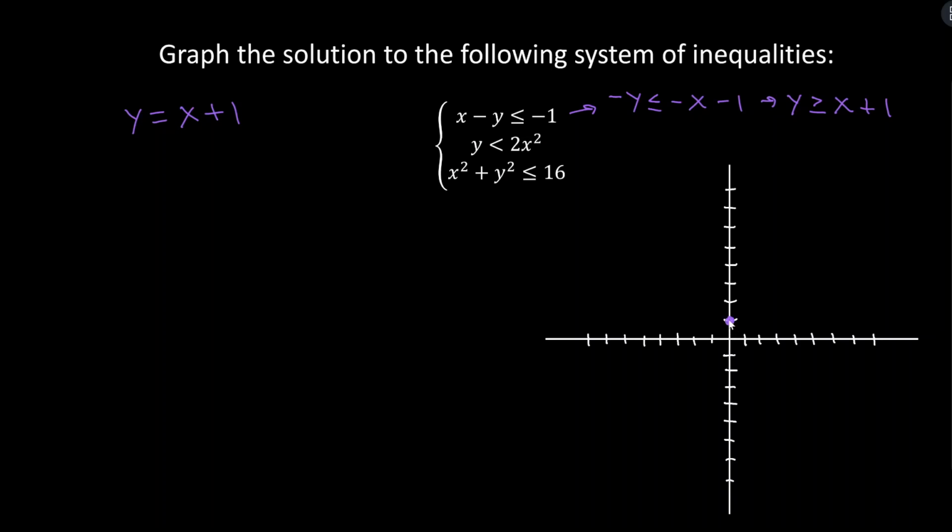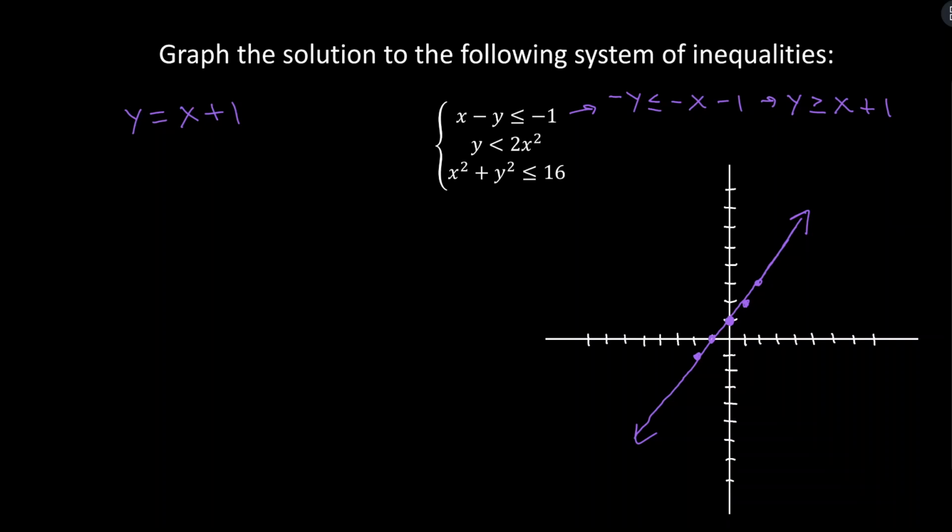Super easy to graph, slope of 1, y-intercept of 1. So I'm going to go over here and go ahead and do that. There's my y-intercept of 1. I go over 1, up 1, over 1, up 1. If I go left 1, I can go down 1, right? Hopefully we're pretty comfortable with graphing lines at this point. And I'm just going to draw a line through, again, a solid line because we're including the or equal to part in our solution.